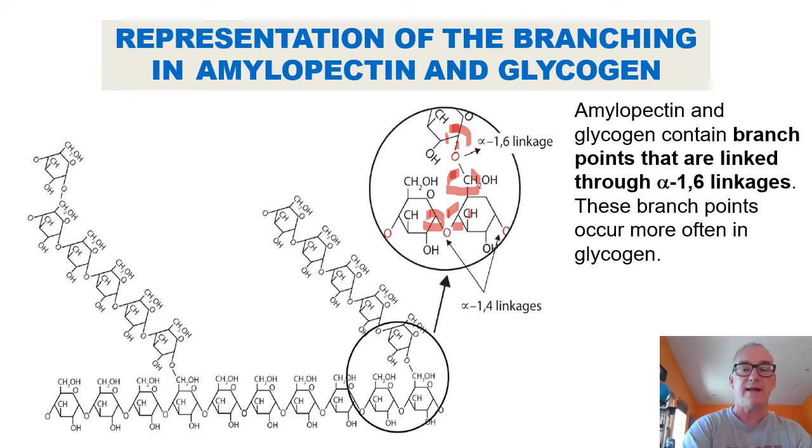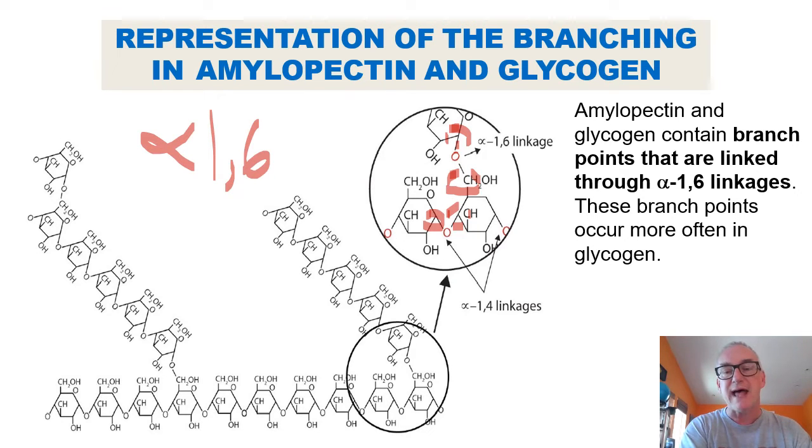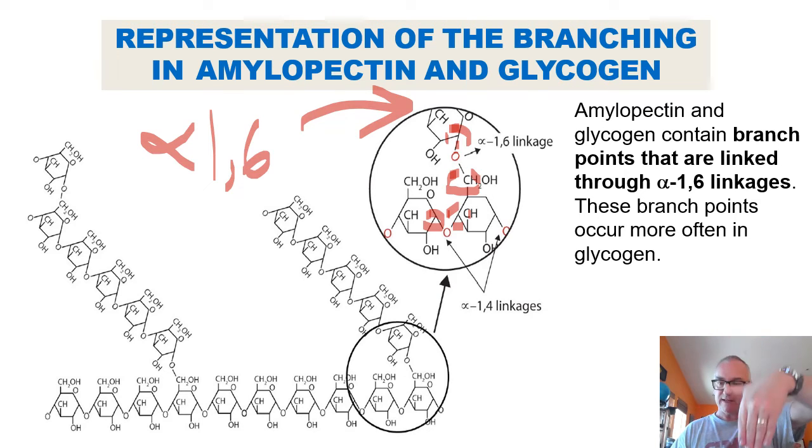And so we call that alpha 1,6 because that is also still trans to the carbon 6 on this particular glucose that's coming in. So then that branch will go off with alpha 1,4 linkages as far as it can. And so the long chains are held together with alpha 1,4 linkages, and the branches are put together with alpha 1,6 linkages.